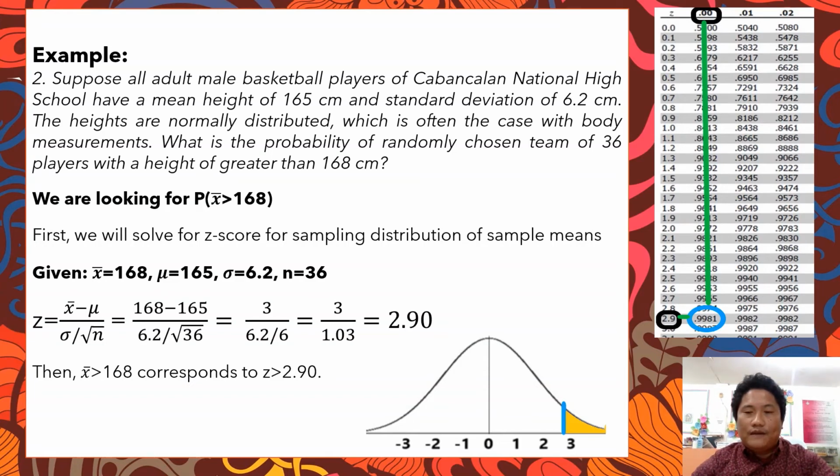We subtract this value from 1. So 1 minus 0.9981, the probability of our sample mean being greater than 168 is 0.0019. This suggests that it is almost impossible, or surprising, to have 36 players with a mean height of greater than 168 centimeters.